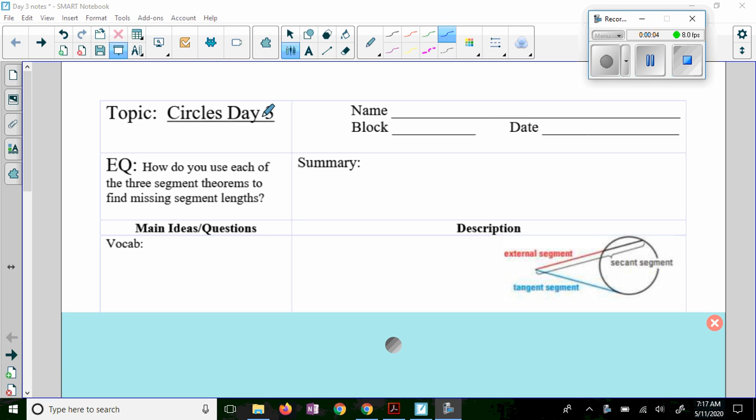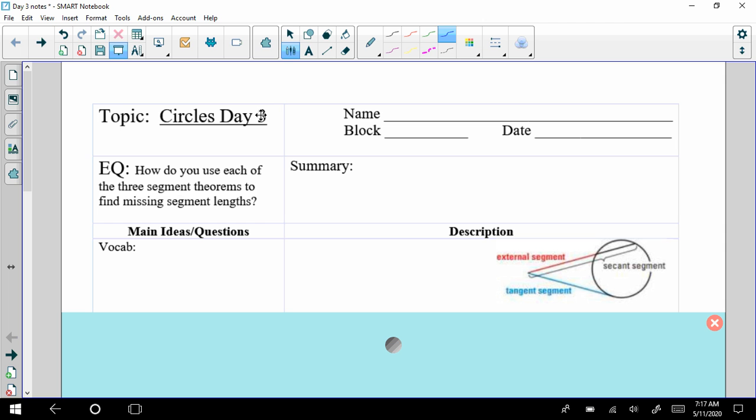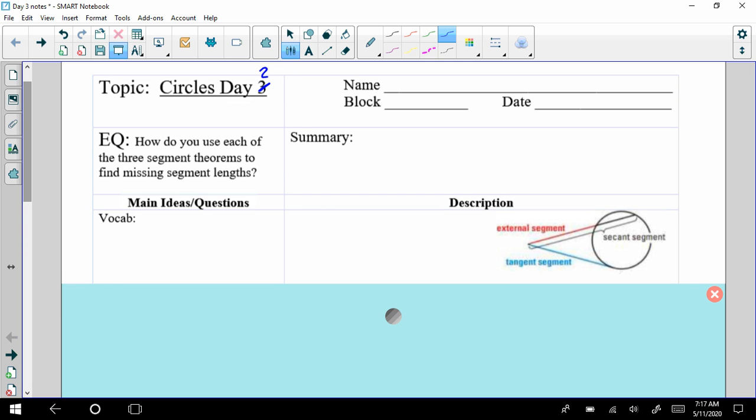And so this is actually, I should change the circles, day 2, because we did circle equations a while ago. So we took that out of this unit. But we're going to look at how to use the segments involved in intersecting lines to solve problems and those ratios and relationships, which are really kind of cool.